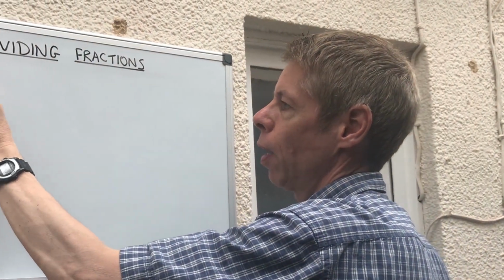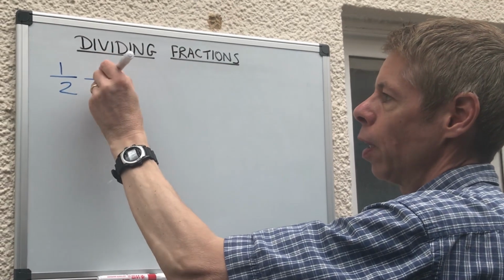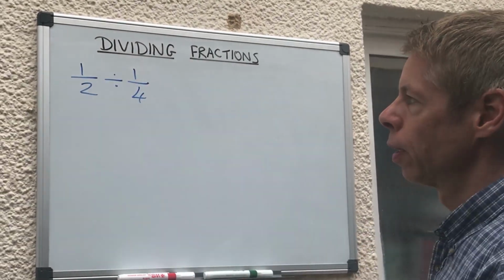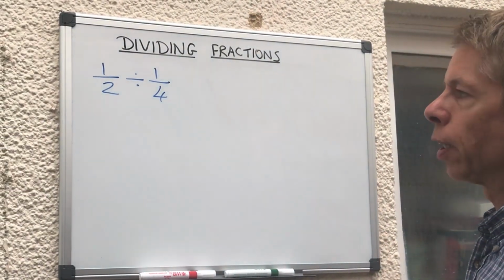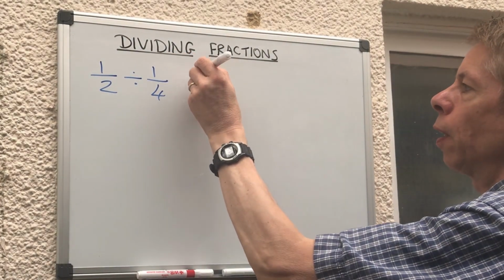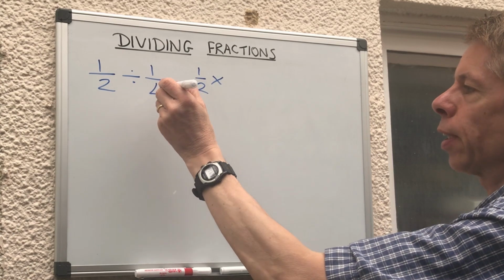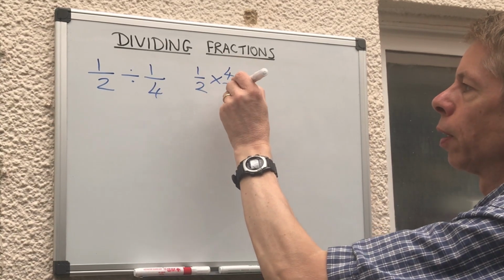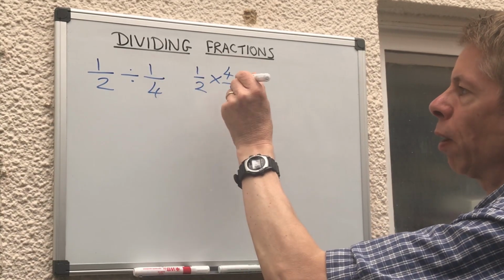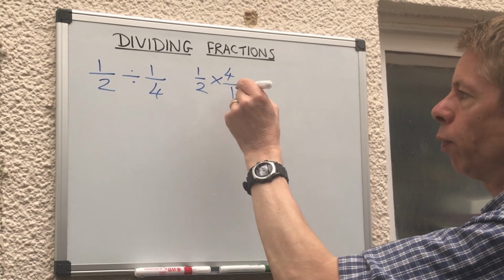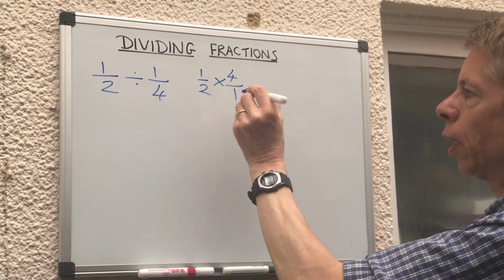Let's say we have half divided by a quarter. All we have to do for this is we write the half, then we write a multiplication sign, we turn the second fraction upside down, so 1/4 becomes 4 over 1, which is obviously 4, but we'll just leave that in, it's not going to hurt.